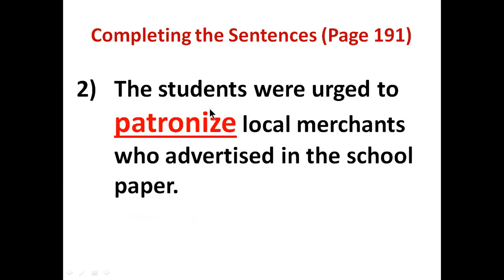Number 2. The students were urged to patronize local merchants who advertised in the school paper. Patronize is being used as the main verb here. It means to support someone financially.